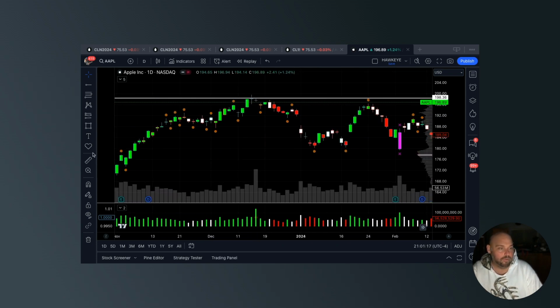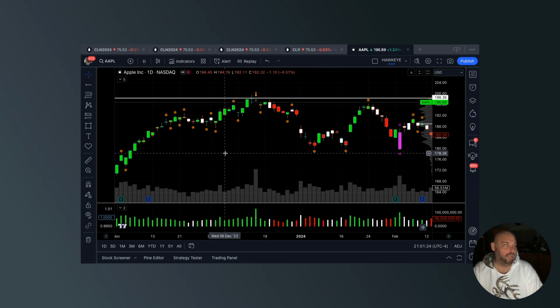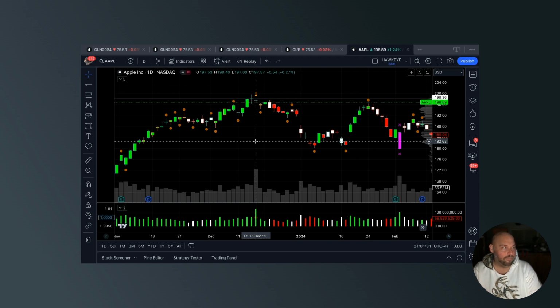I want you to very specifically look at one tiny, and I mean tiny, minuscule candle right there. This candle opened at 197.53. It had a low of 197 and a high of 198.40. So it had a total movement of about 87 cents throughout the entire day. That's nothing for one of the most heavily traded stocks in existence.